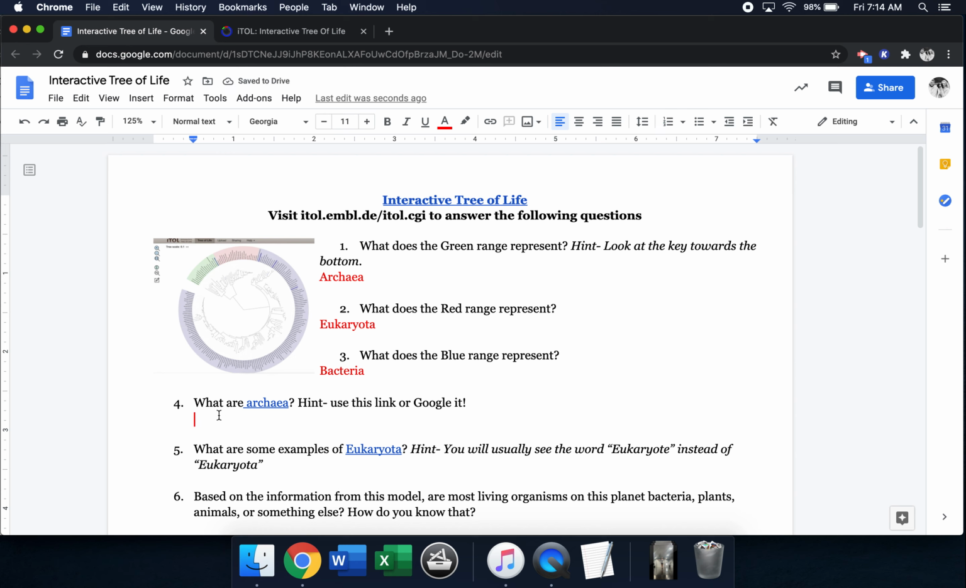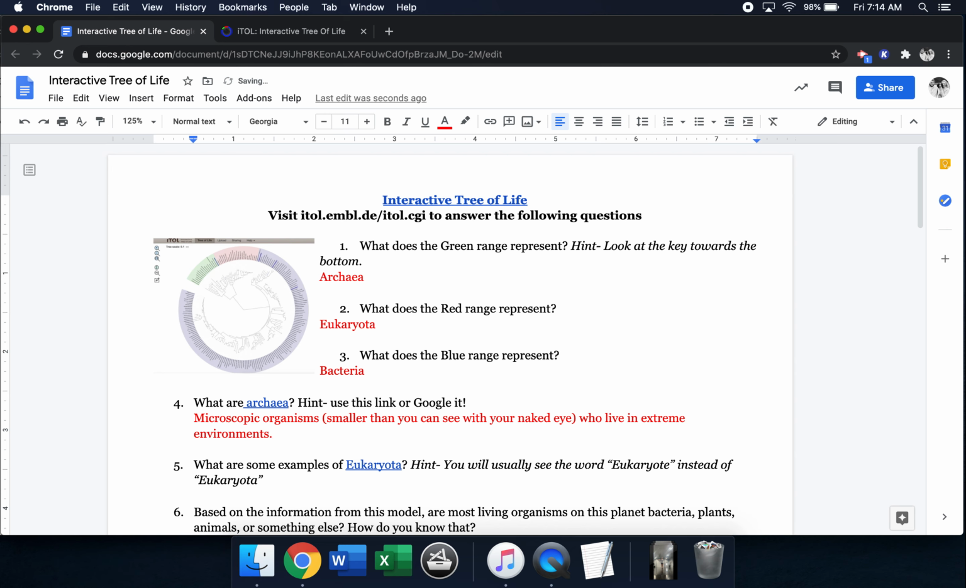All right, so now it asks me what archaea is. So I'm going back to these words that we looked at before. So archaea, there's an article right here that can explain it to me, but I'm just going to go ahead and tell you to save some time. They are microscopic organisms, smaller than you can see with your naked eye. That's what that means.